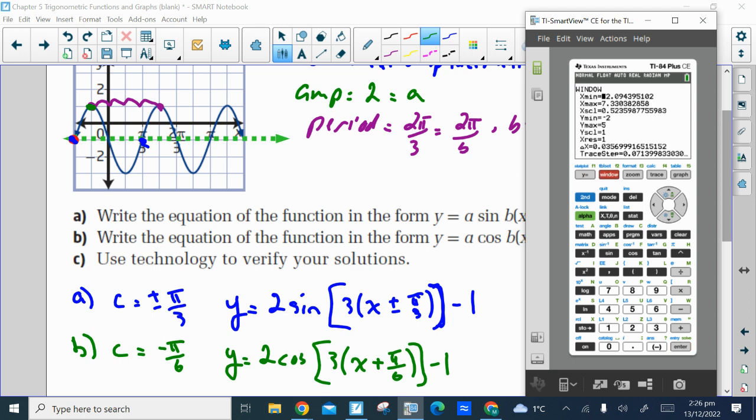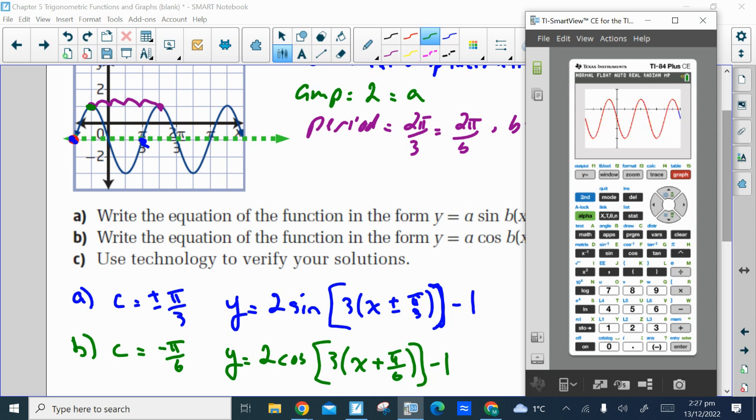I probably have to change the window. It does go from negative pi on 3, looks like, to 2 pi on 3, 3 to 4 pi on 3. And I'll keep my scale at pi on 6. For my y minimum, I should go from negative 4 up to positive 2 on the y-axis. So those definitely have to be changed.